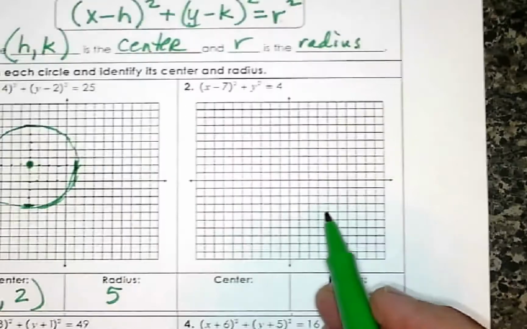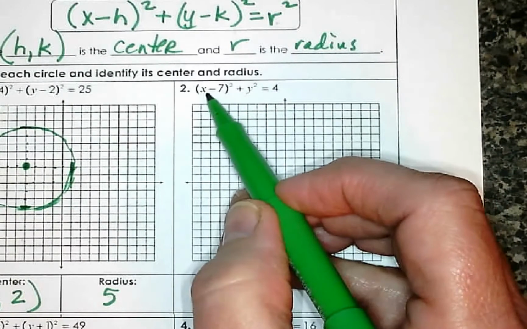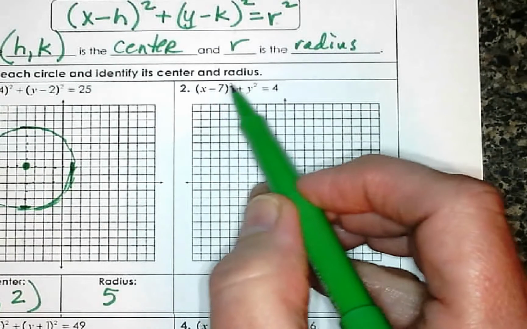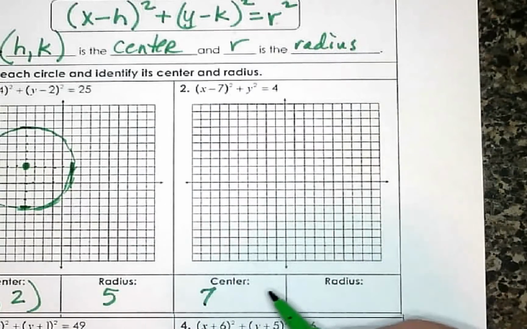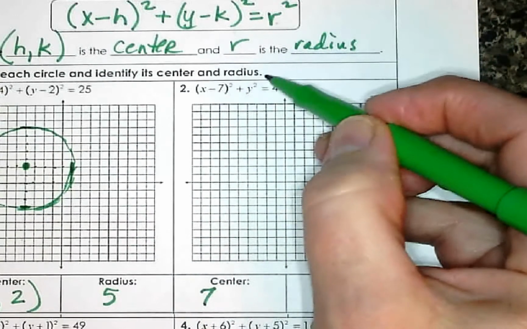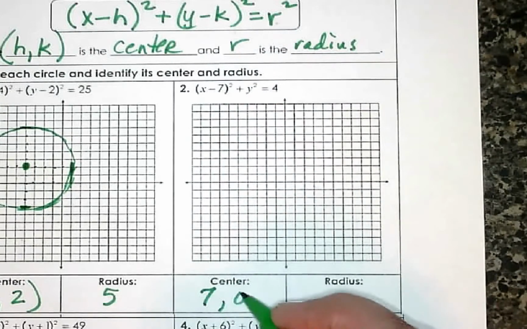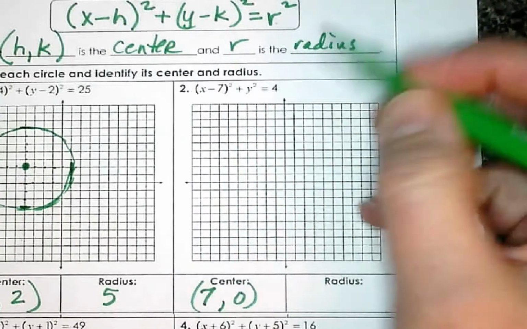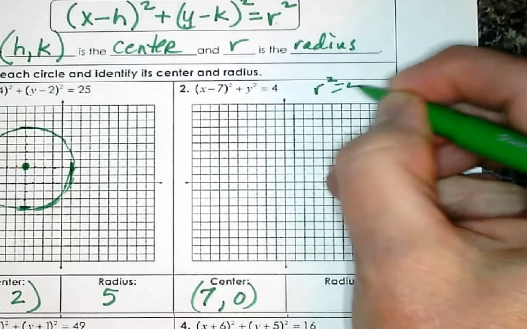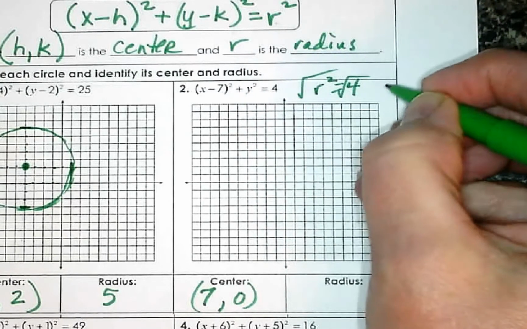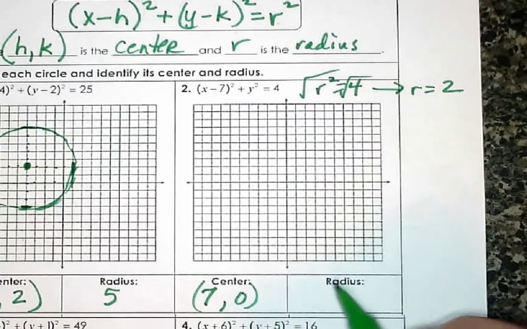Okay, so let's take a look at this problem. So we have x minus 7 squared. This is the way it's supposed to look like. So my center is going to be at 7. There's nothing here with the y, so that would be like 0. So my center is at (7, 0). My radius squared is 4. So that means the radius is 2.